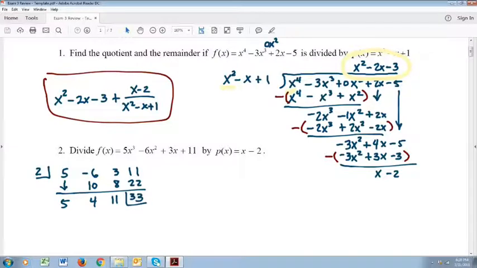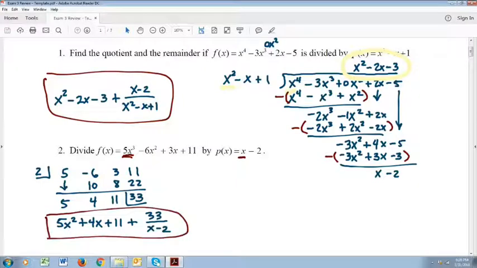So remember, in this problem, our leading term is cubic, and we're dividing by a first degree polynomial. So that 5 that we just got here represents 5x squared, plus 4x and a plus 11. And then our remainder is 33 over our divisor, x minus 2.